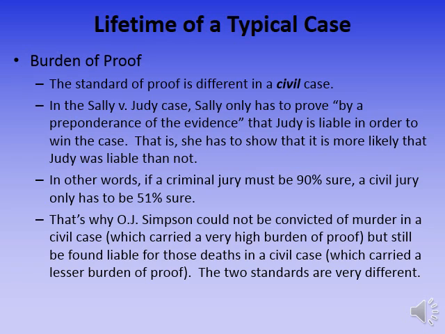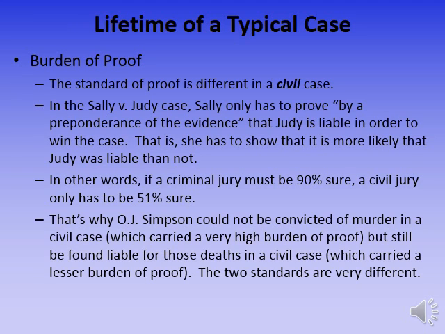But the family of the dead people sued O.J. in a civil case for wrongful death, and that's a civil action. And so that had a much lower standard of proof, this preponderance of the evidence. And the jury in that case found that he was liable. And so we had two different juries. One said, we can't convict him of murder. The other said, well, we can find that he caused the deaths.